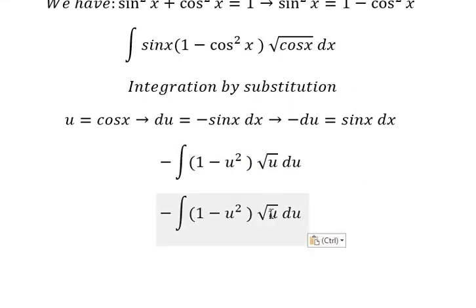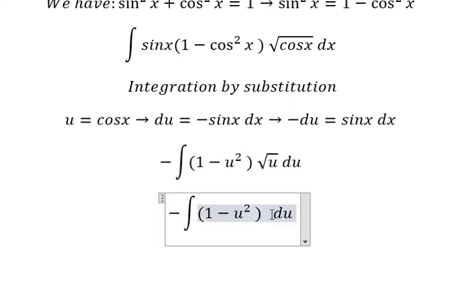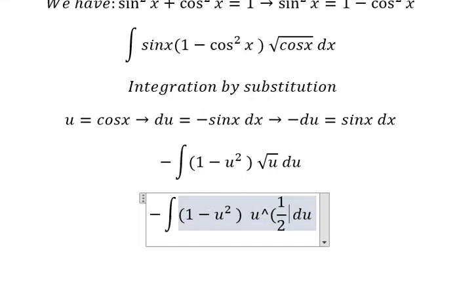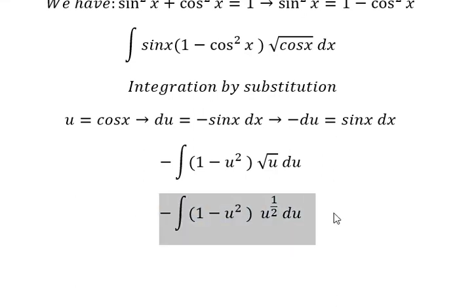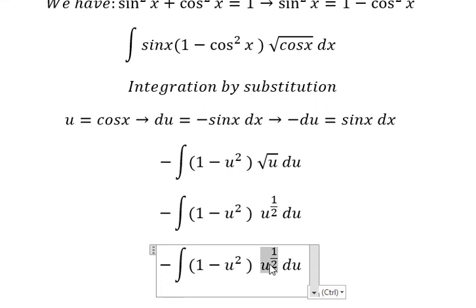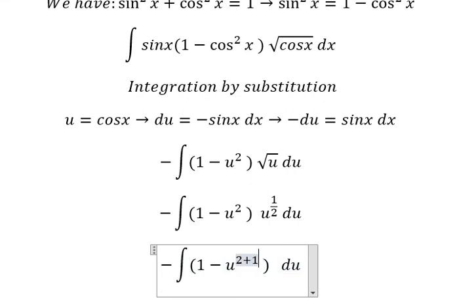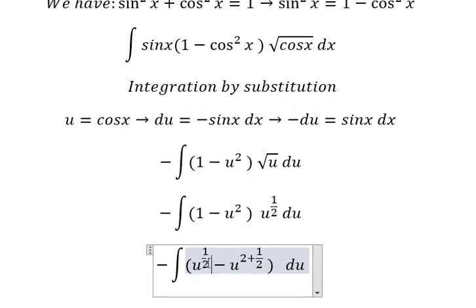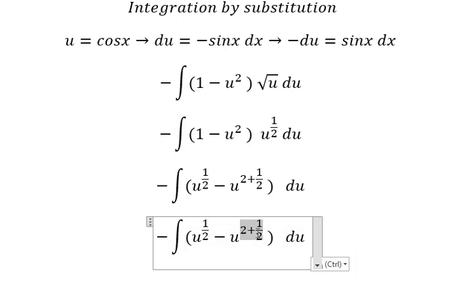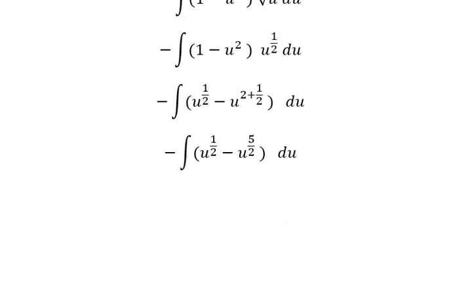So the square root of u we change by u to the power of 1 over 2. And now we put this one multiplied by number 1 and u square in here. So this one we have 5 over 2. And now we have the formula.